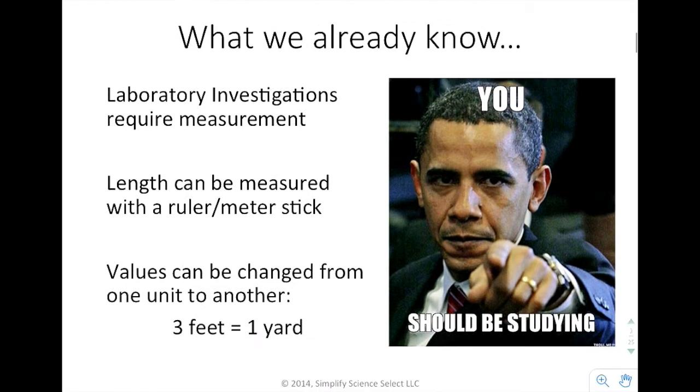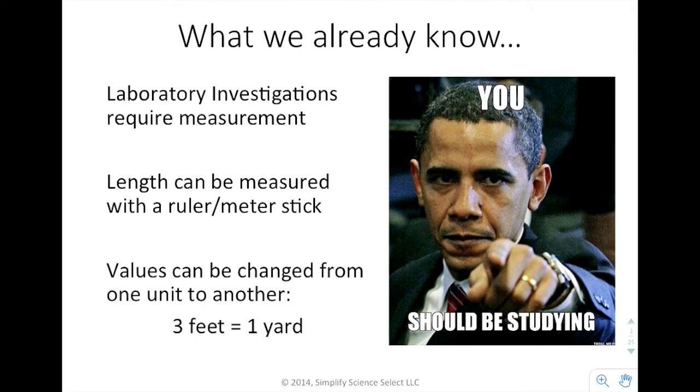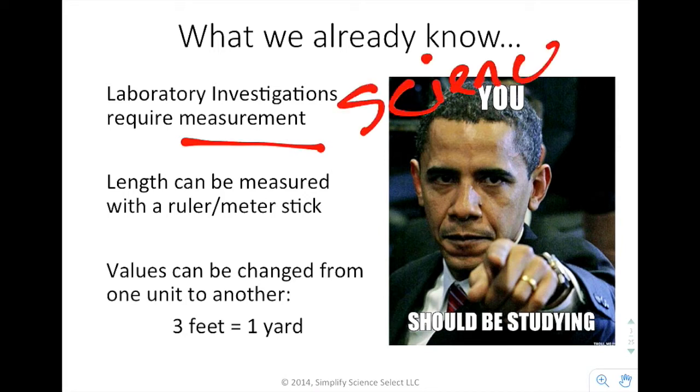So here's what you should already know. From previous classes, you should know that laboratory investigations require measurement. Measurement is the hallmark of any sort of science course. If you can't measure it, it's not going to be science. Now, science also requires a couple of other things, but it has to have some sort of measurement.